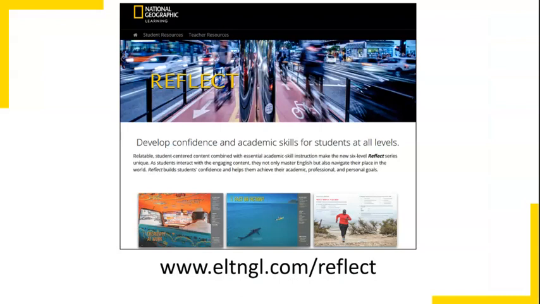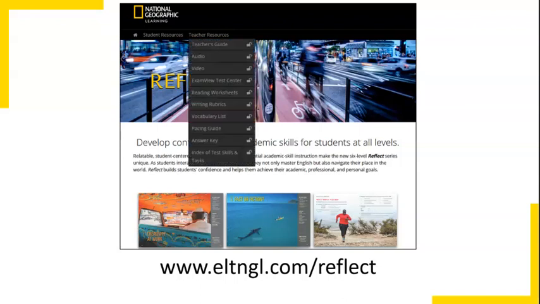Further teacher support can be found at the Reflect Teacher's Companion site, which can be found at www.eltngl.com/reflect. Please note the materials are password protected, but the login details for the site can be found at the front of the Teacher's Book or by contacting your local National Geographic Learning representative. Once logged in, teachers can download the Teacher's Guide as well as stream all of the video and audio.